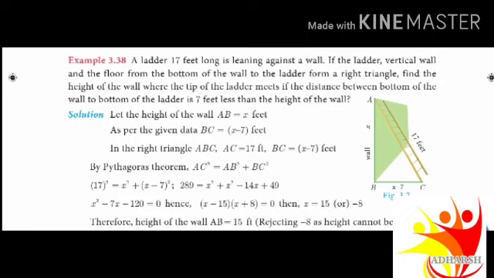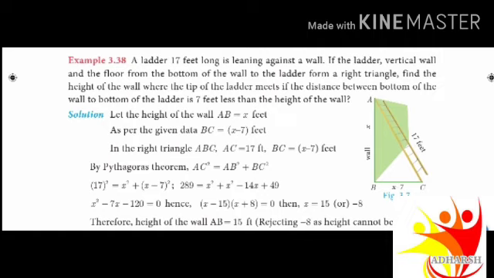Example 3.38. A ladder 17 feet long is leaning against a wall. If the vertical wall and the floor and the ladder form a right triangle, find the height of the wall where the top of the ladder meets, if the distance between the bottom of the wall to the bottom of the ladder is 7 feet less than the height of the wall.